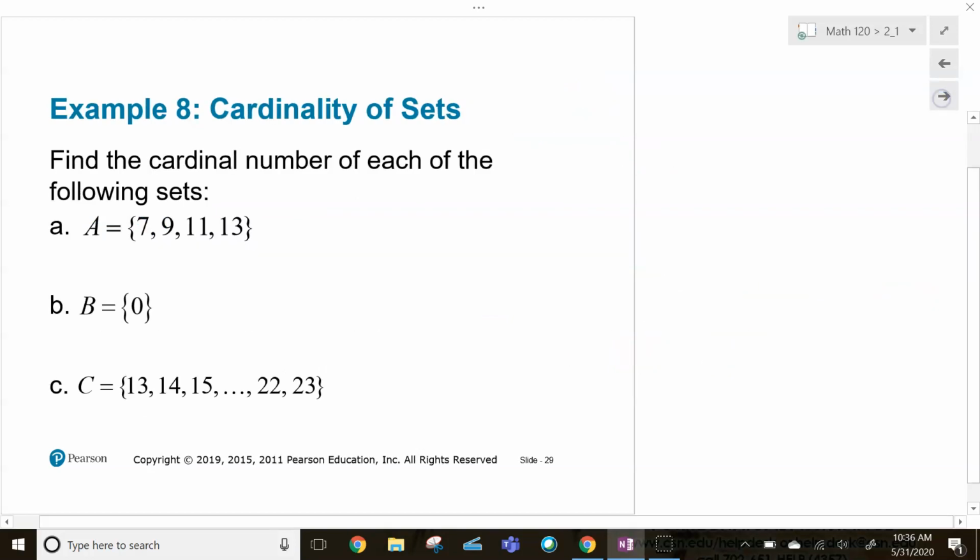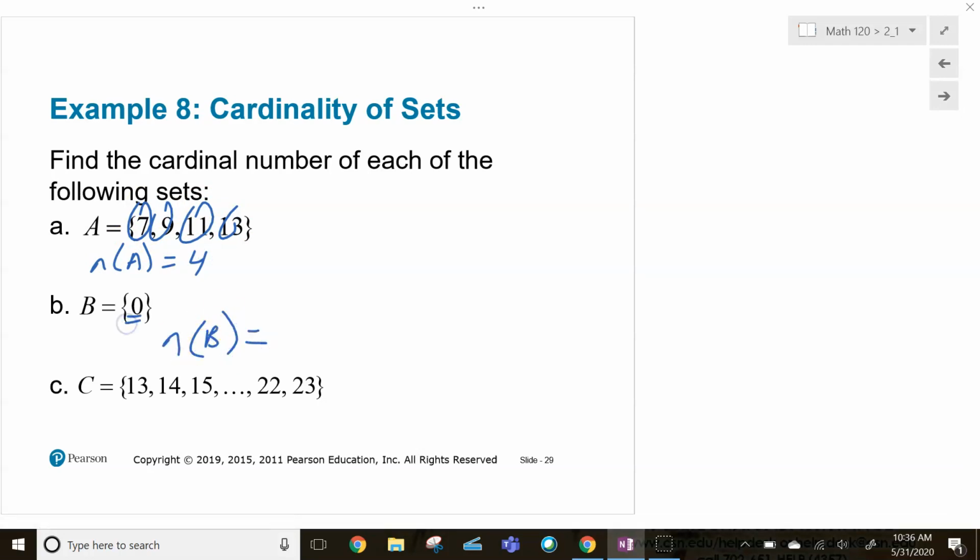Is the cardinal number of a set. All right, so find the cardinal number of each of the following sets. So the number of elements in A here, say 1, 2, 3, 4. How about the number of elements in B? Well, it has just 0. 0 is the only number, so we got 1.